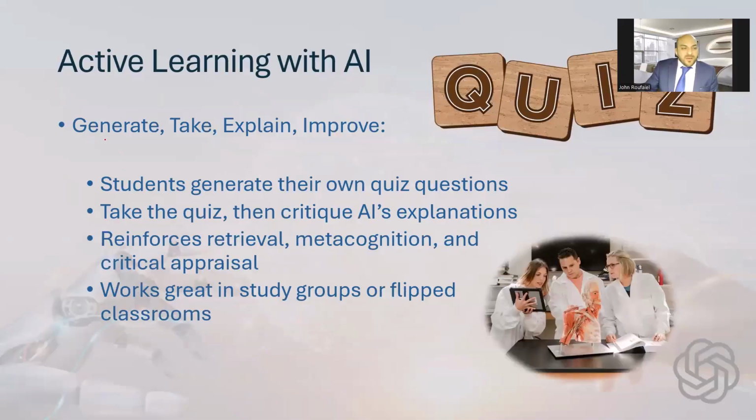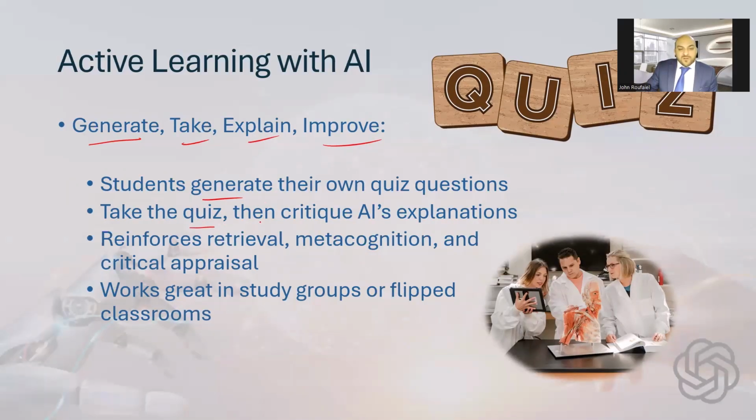So with active learning with AI, we're going to generate, take, explain, and improve. Students will generate their own quiz questions. Just ask them, can you make your question? What if they don't know how? Ask the AI to teach them, hey, how do I make a better question? And the AI can teach them. So it's almost like a teaching assistant that helps you. All right, so make their own questions.